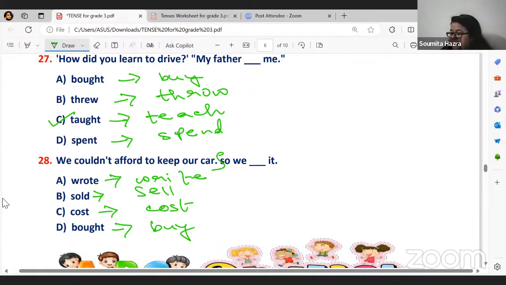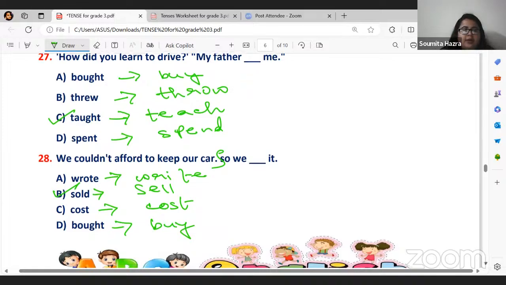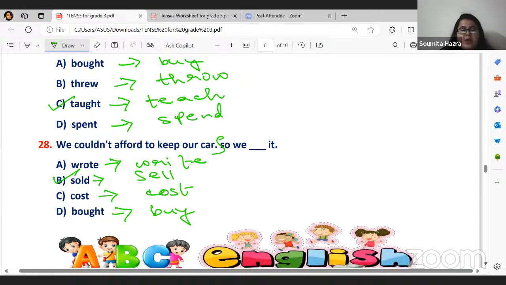Question 28. We couldn't afford to keep our car, so we wrote it, so we sold it, so we cost it, so we bought it. Which one is the correct option? So we sold it. Sold it. We couldn't afford to keep our car, so we sold it. Okay. Come to the next one.